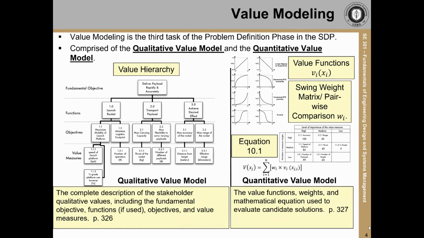The next thing that you do is you factor in your weight. So each individual value measure has a different weight associated to it because certain value measures are more important than other value measures. And so you can use a swing weight matrix or you can use pairwise comparison. And either technique will give you weights that you can multiply by the outputs of your value functions to get an overall score for a different design alternative. And that's your overall goal. Your value model will allow you to evaluate and create a value score for a given design alternative so that you can compare those different alternatives to each other.